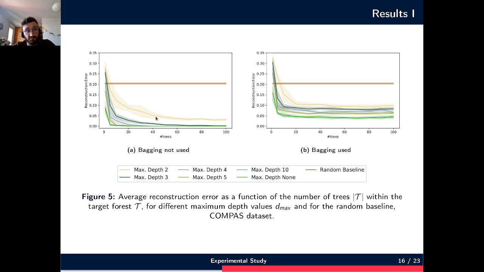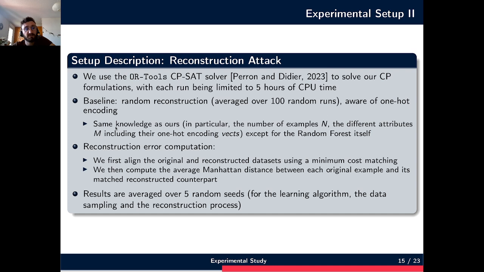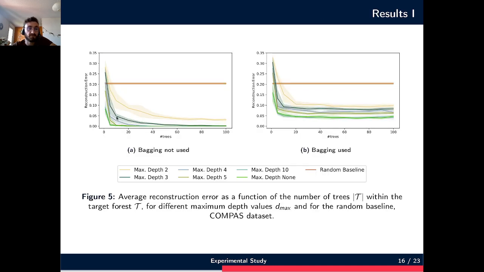What we observe if we look at this curve here is that when bootstrap sampling is not used, even with only 5 or 10 trees, we are able to reconstruct the entire training set of the forest, provided that the different trees are deep enough. When the trees are really shallow, for example, for trees of depth 2, we are able to leverage their information, but we cannot reach perfect reconstruction. So the deeper the trees, the more information we have, which makes sense. And the more trees we have, the more information we have.